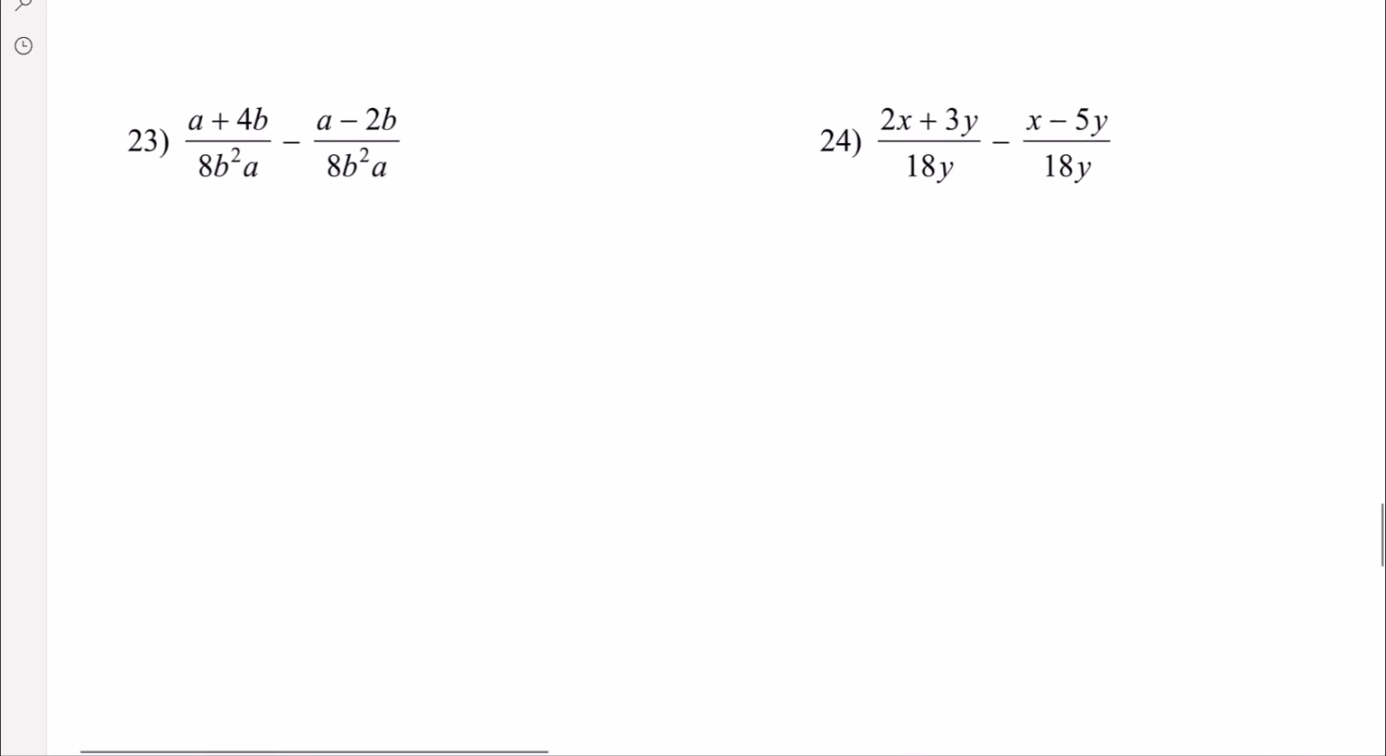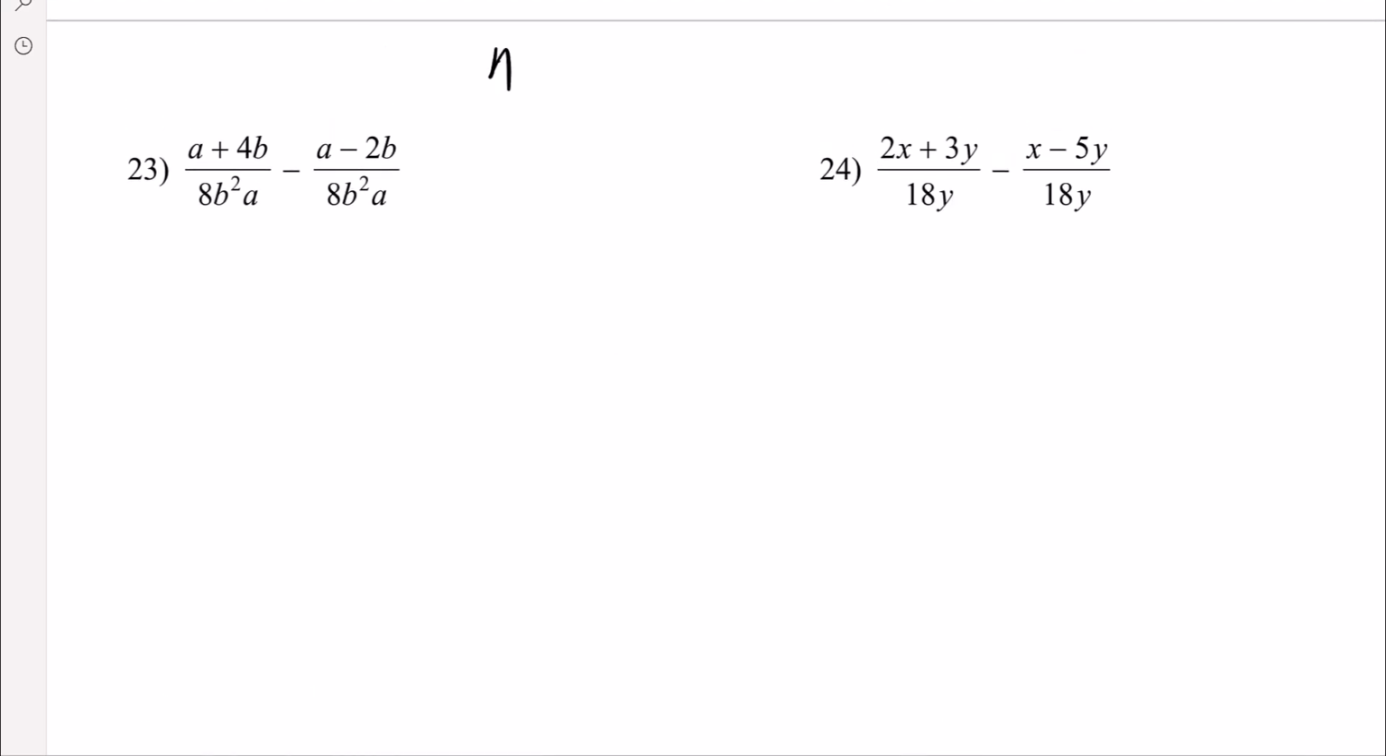Okay, now we're going to add or subtract rational expressions. So think back to probably fourth grade where you start adding fractions. As long as the denominators are the same, you can add those. 1/2 plus 1/2 equals 2/2, which is 1 whole.